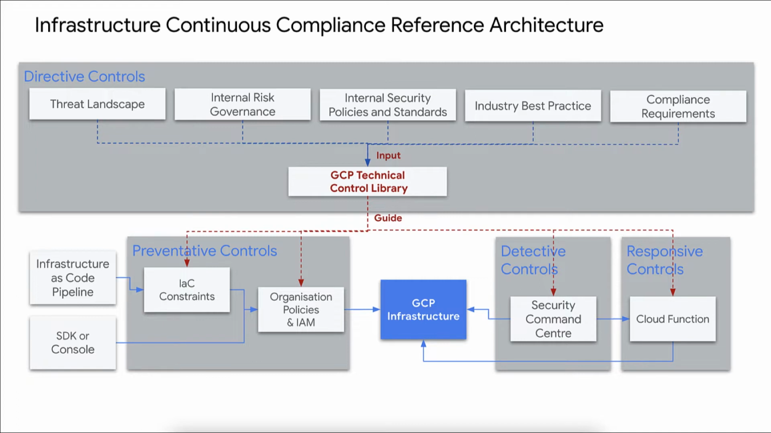The core of the directive control is building the control library to control mapping exercise. Moving on to the preventative controls, you will have both infrastructure as code constraints on your continuous integration system, as well as the organization policies and IAM permissions as defined closer to your Google Cloud APIs. Then you will have the Security Command Center to orchestrate the detective control and the responsive controls. The cloud function is your friend to develop responsive controls from automatic remediation to sending Slack messages.